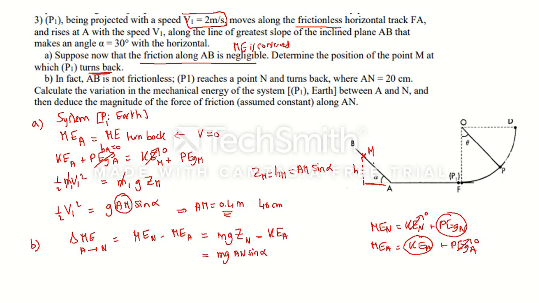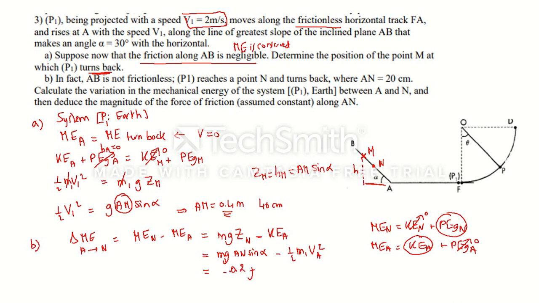So we only substitute, then it will be m g AN sine alpha. Instead of reaching M, it reached the point N, but the same way to find the height, minus half m1 v1 squared, where v1 is equal to 2 meters per second. Then now I can substitute all the numbers, and I will have as answer minus 0.2 joules.